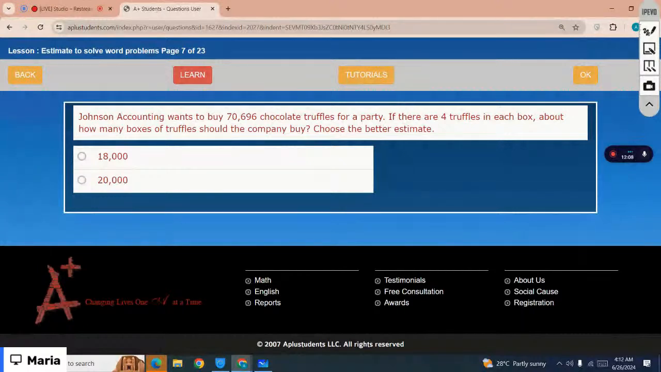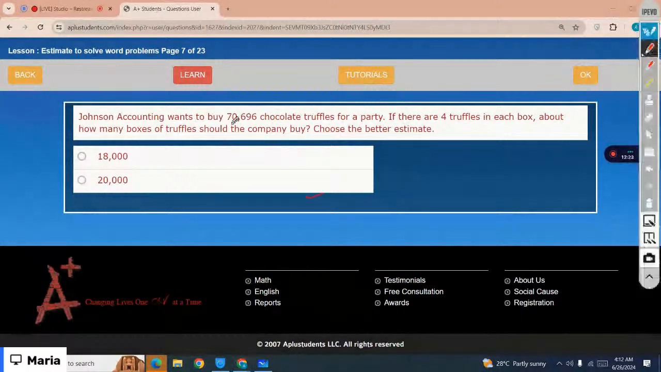Johnson's Accounting wants to buy 7,696 chocolate truffles for a party. If there are four truffles in each box, about how many boxes of truffles should the company buy? Okay, so you have to estimate the numbers.